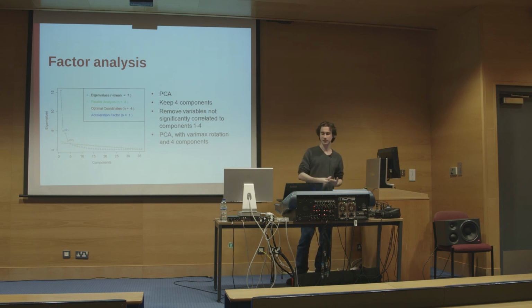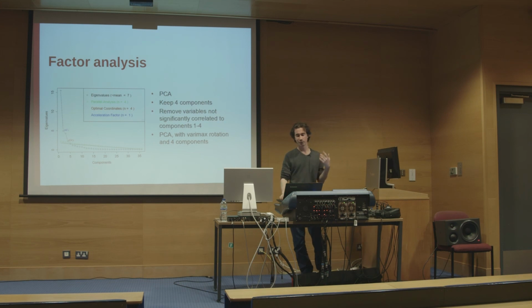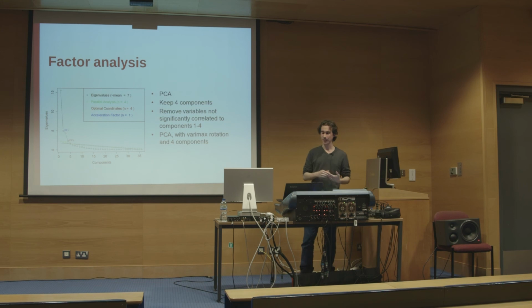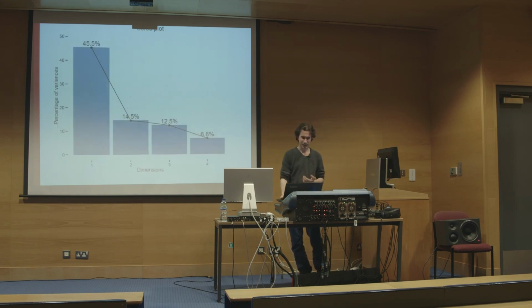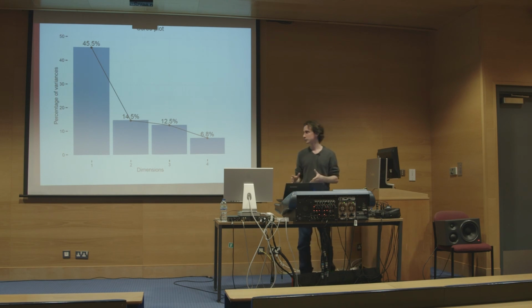There were 2 out of 36 features that weren't significantly correlated to any of those 4 components, so we removed those. And then we did a principal component analysis on the remaining 34 features, 98 mixes, with varimax rotation, limited to 4 components. And this is the scree plot of that result. So you see that there's one dimension which explains most of the variance in the features we extracted.